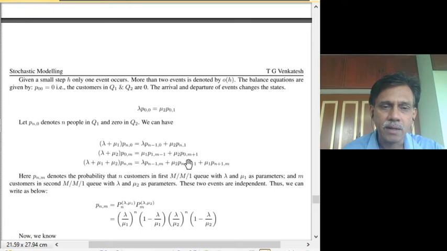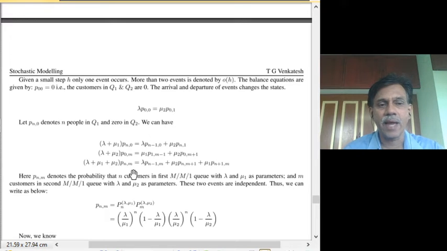On the other hand, if there are 0 customers in the first queue and m plus 1 customers in the second queue, on a departure from the second queue, this m plus 1 will become m. So this is the second balance condition.